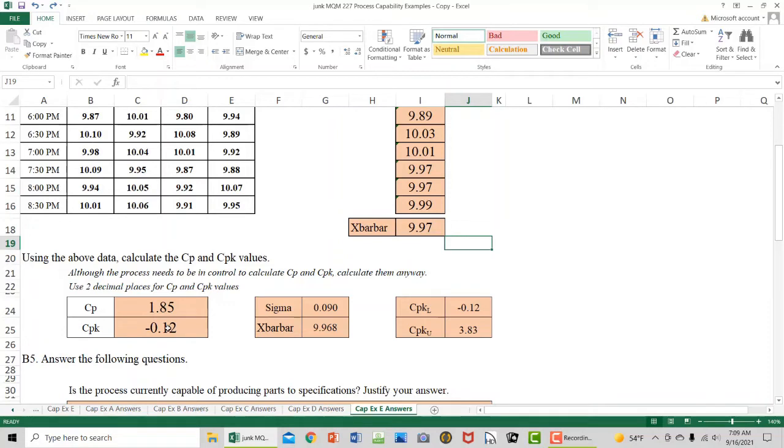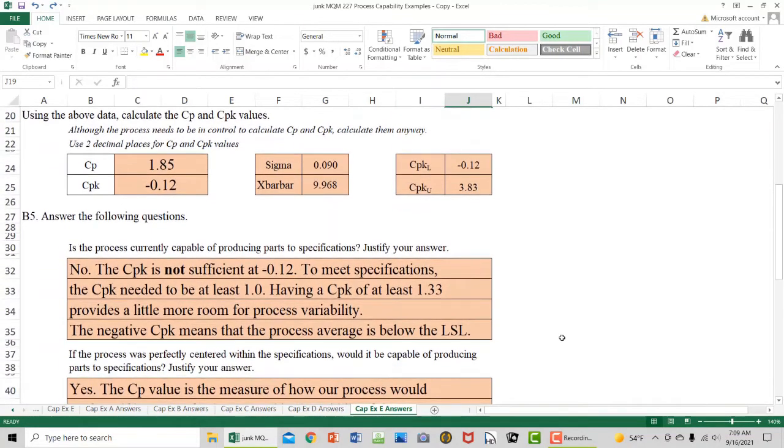Very, very poor. It means over half the stuff we're making is bad, probably more like 55 or 60% is not meeting the specification. Is the process currently capable of producing parts to specifications? Same old question. No, of course not. This is terrible. I just told you about 55 or 60% of the parts are probably not meeting engineering specifications.